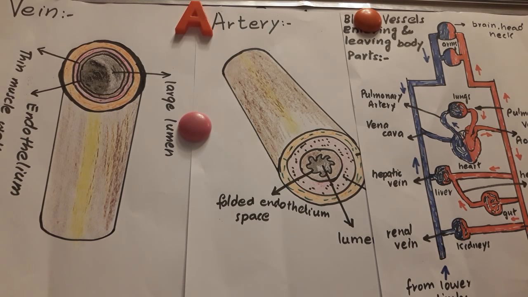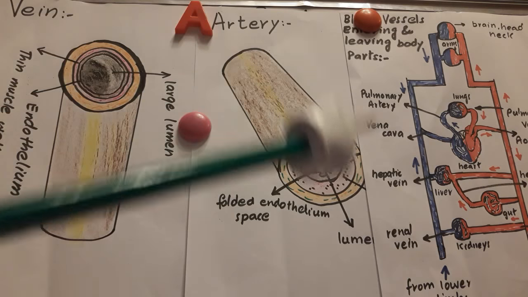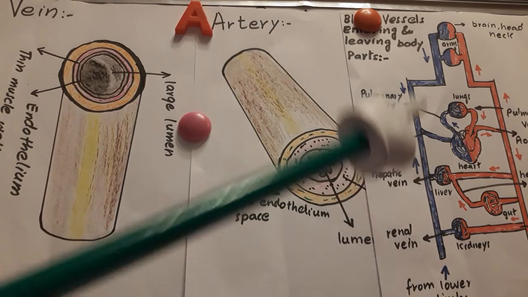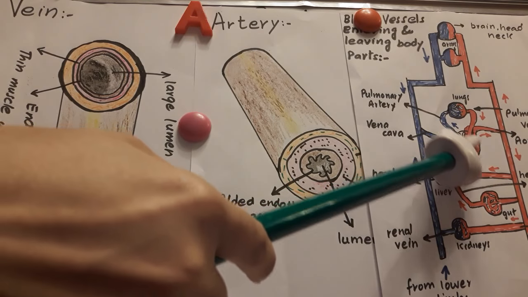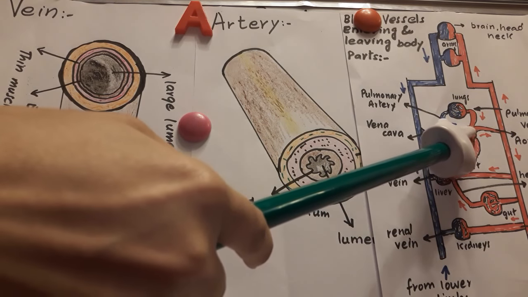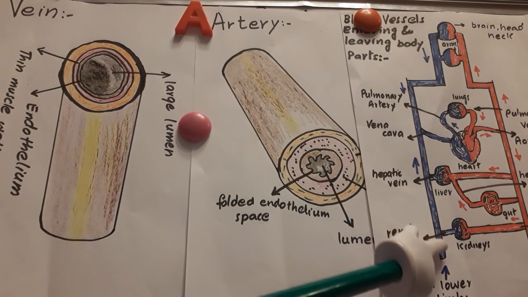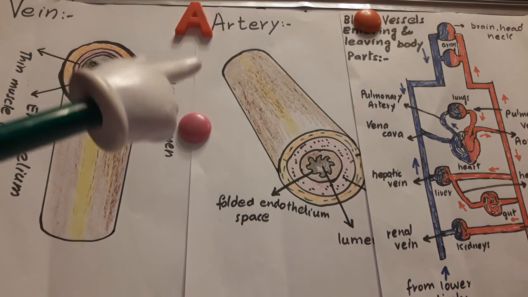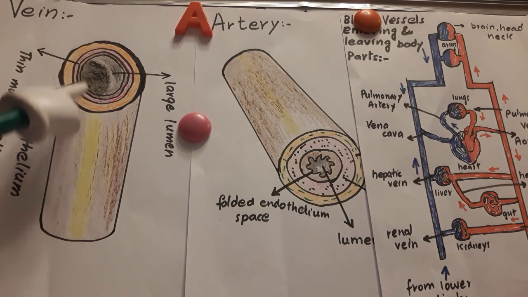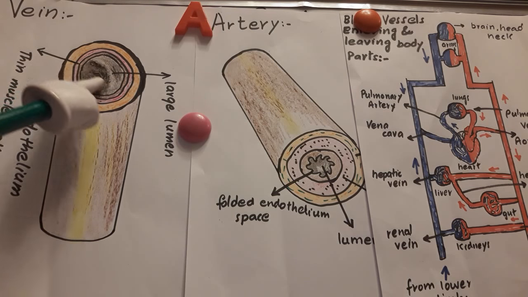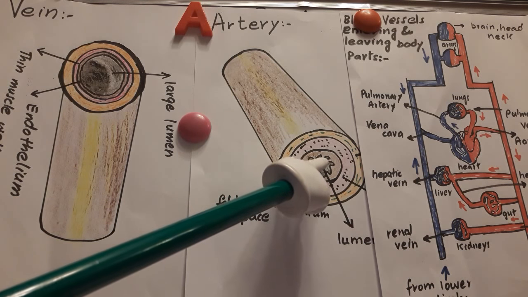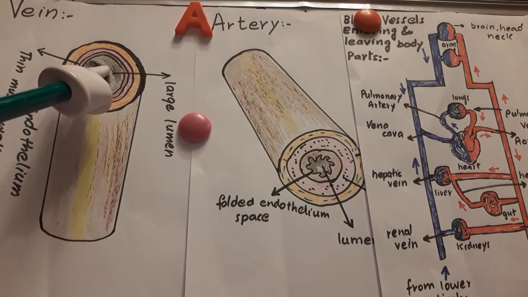Now we'll discuss veins. Veins carry blood towards the heart under low blood pressure, as you can see here. These are the arteries, taking blood away from the heart, and these veins are taking blood towards the heart under low pressure. If you see, this is the vein, it has a wider lumen. The lumen is the inner hollow space, compared to the equivalent artery. This is the lumen of the artery, and this is the lumen of the vein.